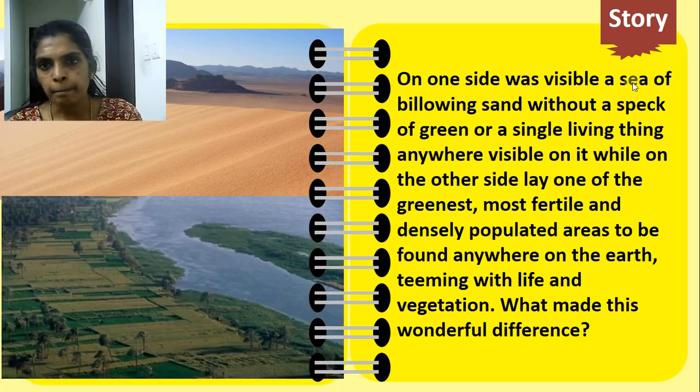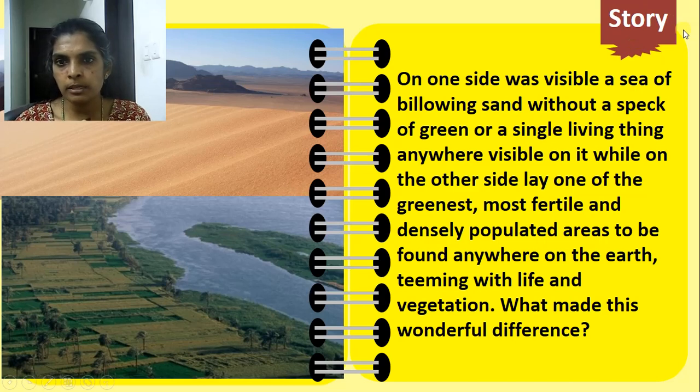Okay. On one side was visible a sea of billowing sand without a speck of green or a single living thing anywhere visible on it, while on the other side lay one of the greenest, most fertile and densely populated areas to be found anywhere on the earth, teeming with life and vegetation. What made this wonderful difference? So now he is saying, on one side, this is the picture of the real Libyan desert.